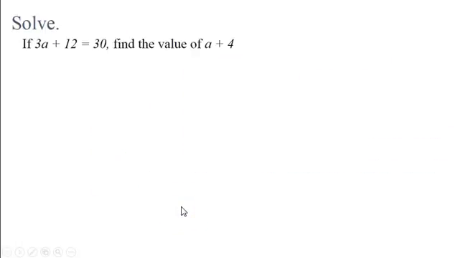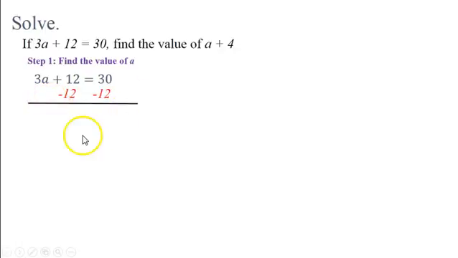Our last example of this is: solve, if 3a plus 12 is equal to 30, then find the value of a plus 4. So we have two different steps we have to go through here. Step 1, find the value of a. We have 3a plus 12 is equal to 30. This is pretty simple. It's what you guys have been doing. So I'm going to subtract 12 from both sides so I can get all my variables and constants on one side. Subtract 12 from both sides. These will cancel out. 30 minus 12 is equal to 18.